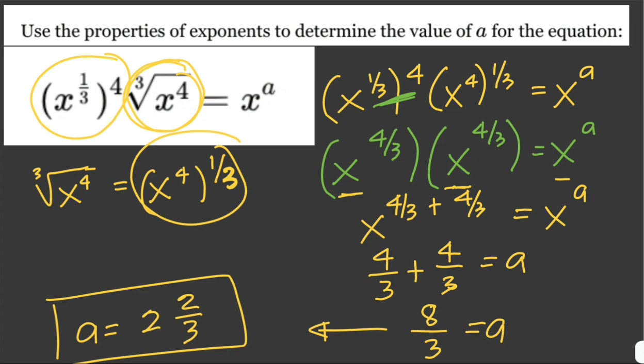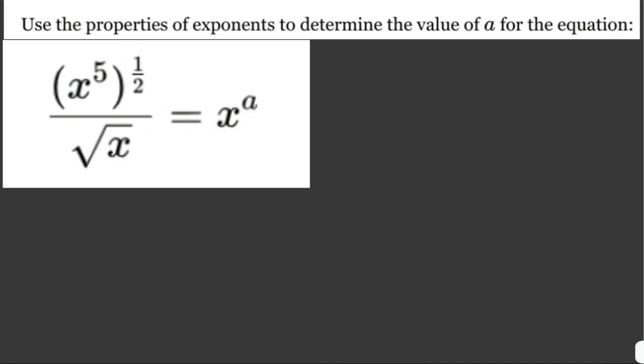Now let's solve another problem. Alright, let's say we're given this problem here. This equation, x to the 5th to the 1/2 over square root of x equals x to the a. And then we solve for the value of a. Again, we rewrite everything in radical form into its exponential form. So we only have square root of x here. Then we can write that in its exponential form as x to the 1/2, since this is square root, and the index is just equal to 2.